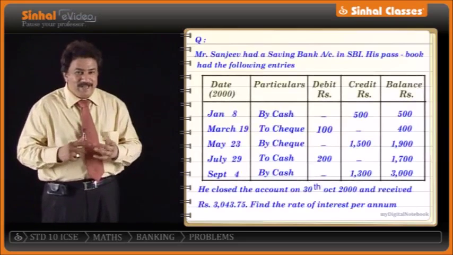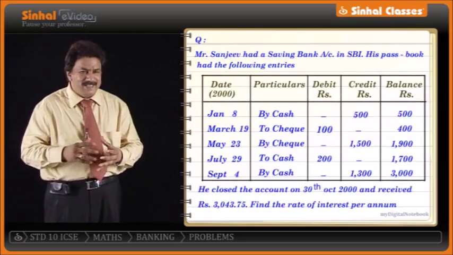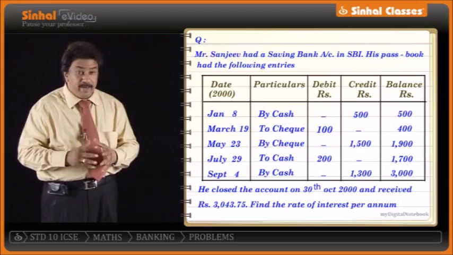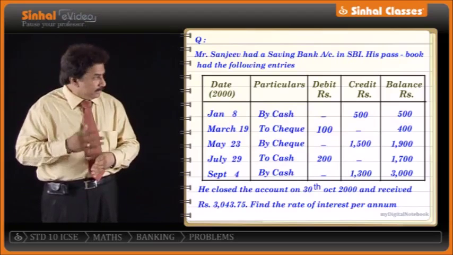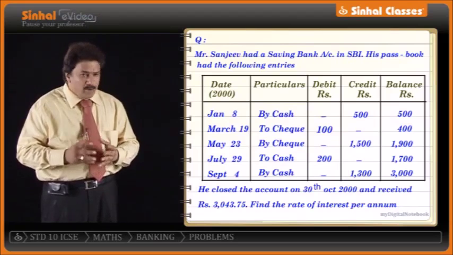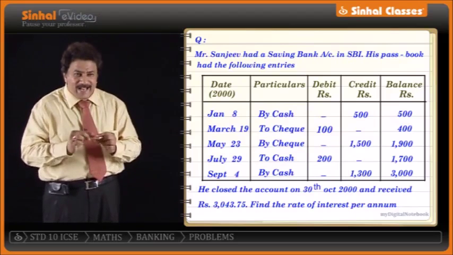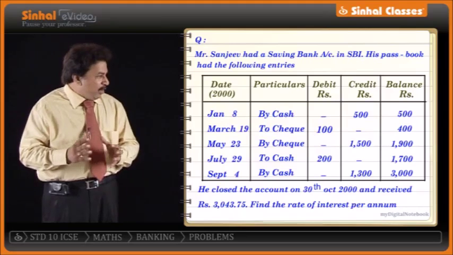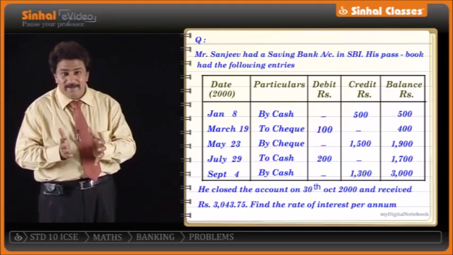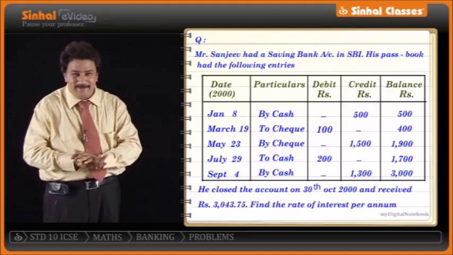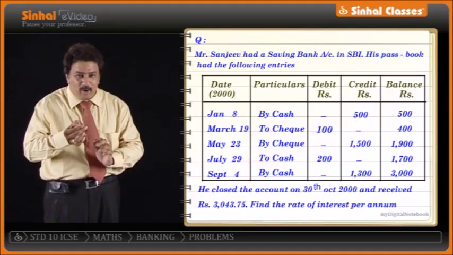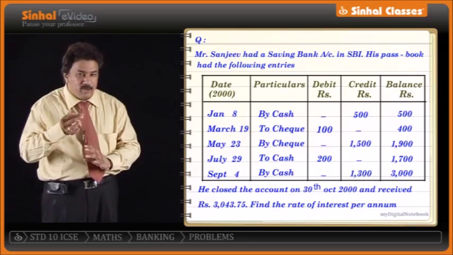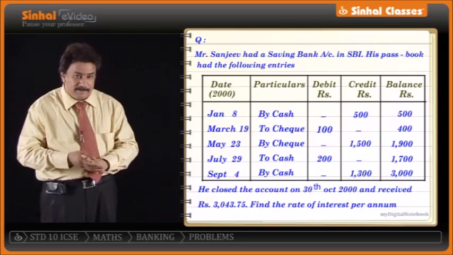The next sum which is there in front of us, let's see what is given to you. Mr. Sanjeev had a savings bank account in SBI. His passbook had the following entries. Now see the last two lines of the same sum given to you. He closed the account on 30th October. He is closing the account. That means he will not get the interest for the month of October. The date is not important, but closing down the account is very important over here.